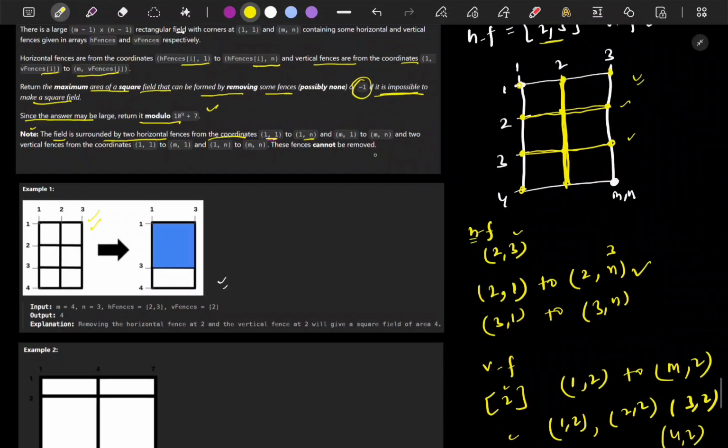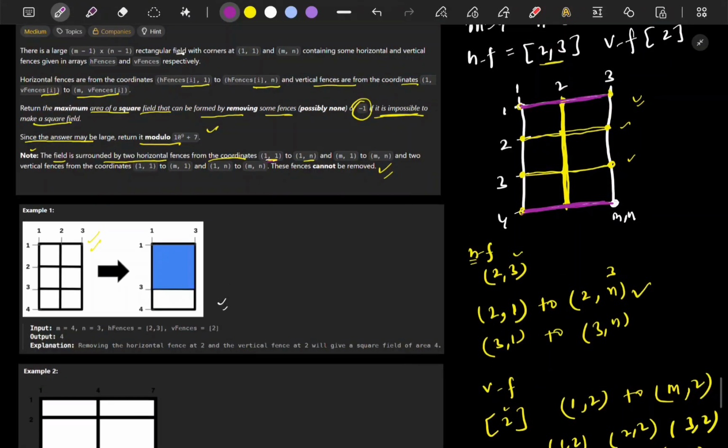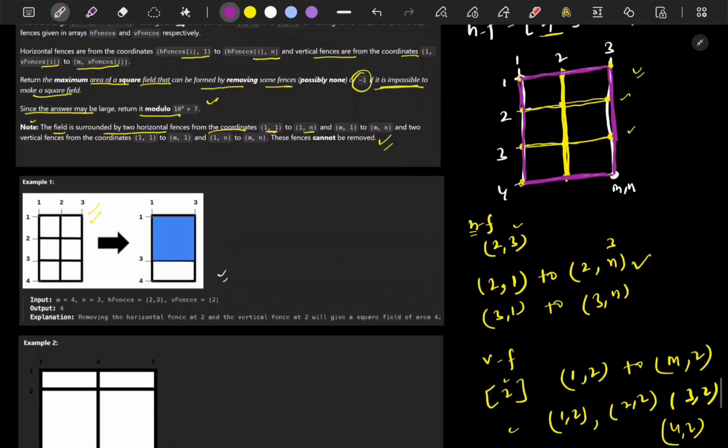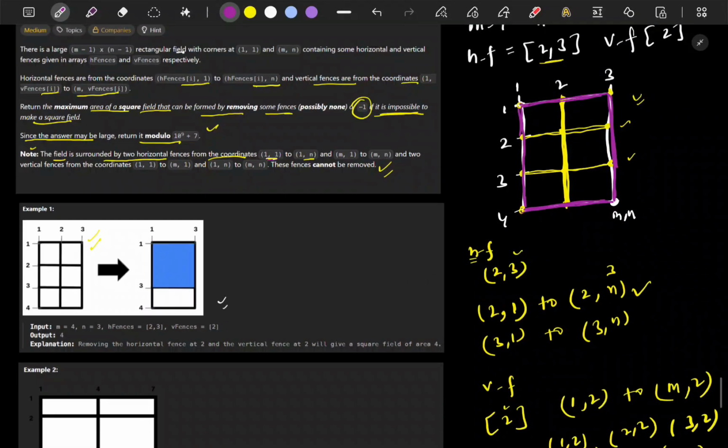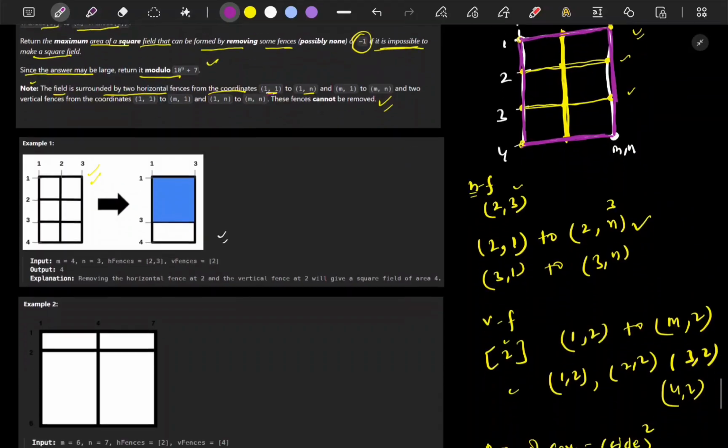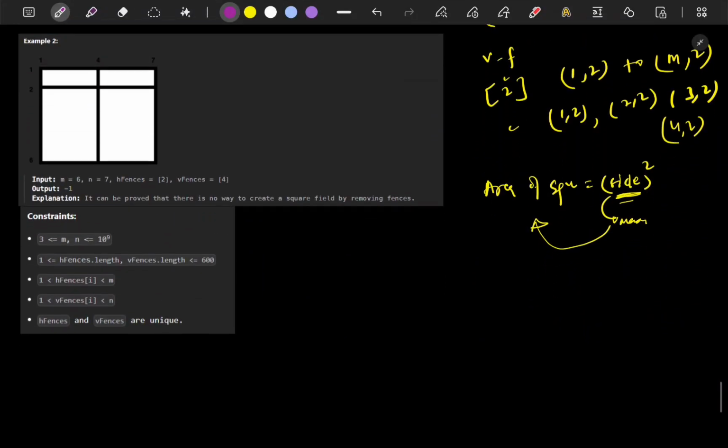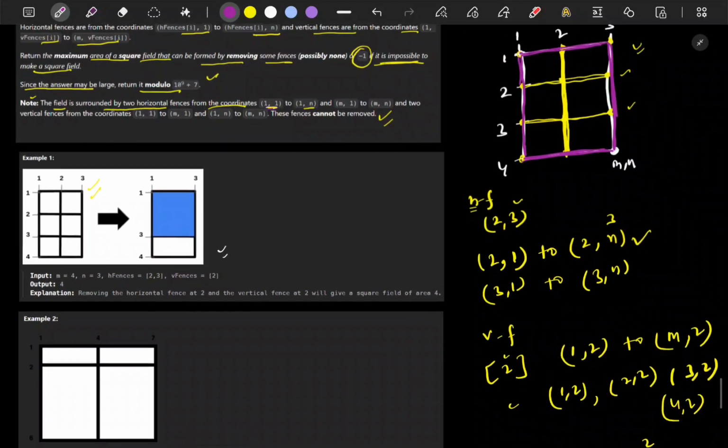Okay, so what this note is saying is, we have two horizontals, which is this one, to make a square, to make a field. These two horizontals are by default, and these two verticals are by default, apart from these fences. So this is our field. Now we have to work out how to get the maximum square.